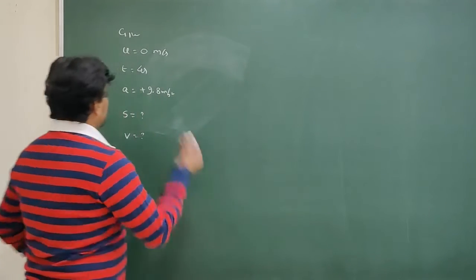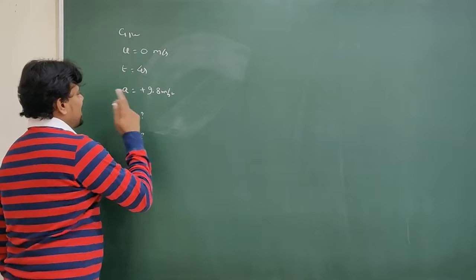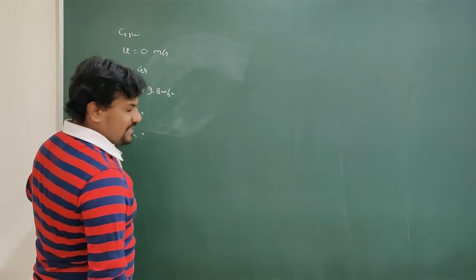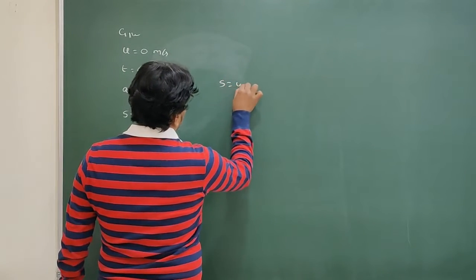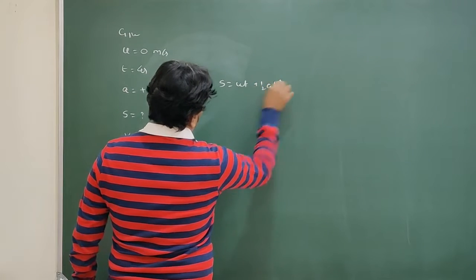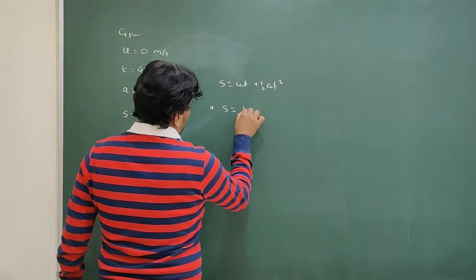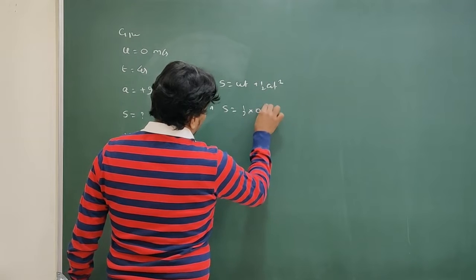So we have to find out. So we simply have UTAS. Any formula which has all the 4? Yes. S equals to ut plus half at square. So S equals to ut plus half at square. That gives you S equals to half at square.